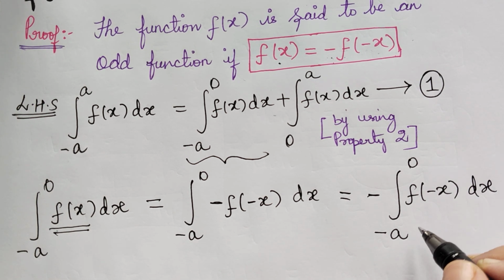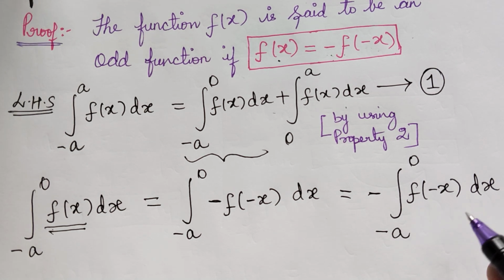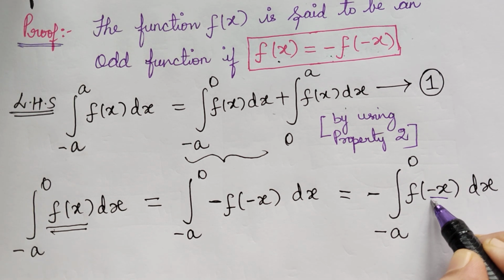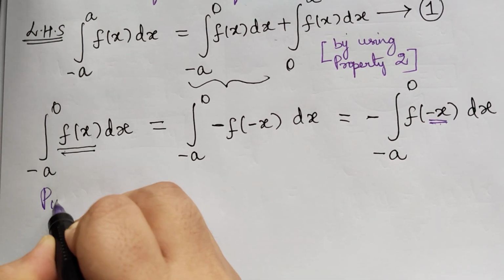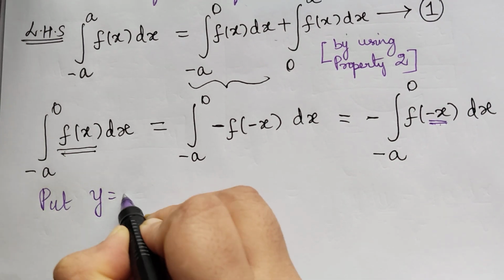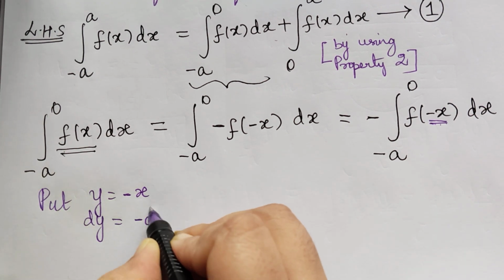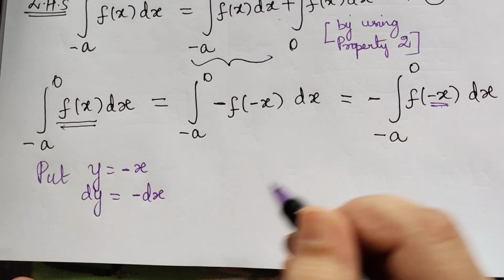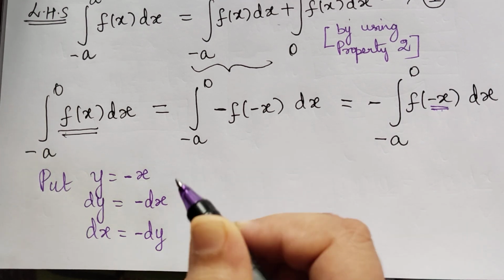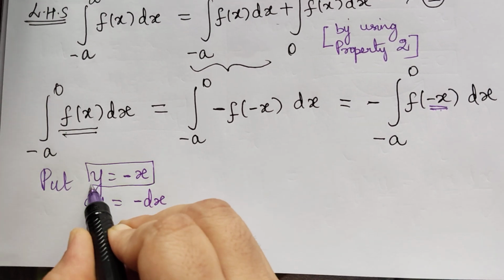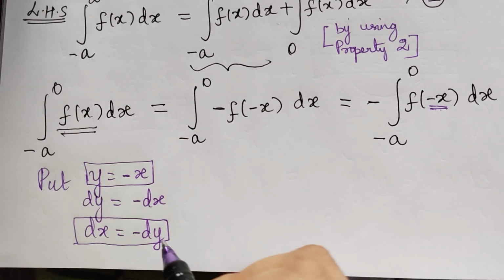Now, we are going to make a substitution over here. In the same manner as we did previously, we will substitute y equal to minus x. So, put y equal to minus x. We get dy equal to minus dx, and hence we can rewrite it as dx equal to minus dy.